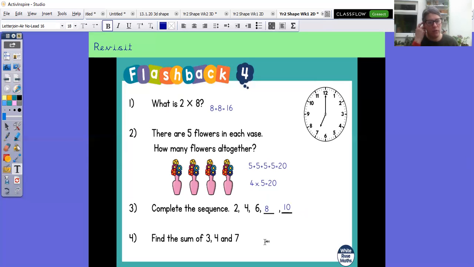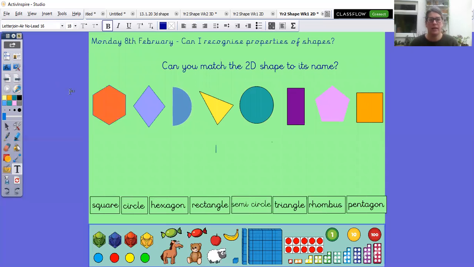And the last one, number 4, find the sum of 3, 4, and 7. Now, sum of means we are adding. So we want to do 3, add 4, add 7 equals, and the answer is 14. Okay. Let's move on to our shape.